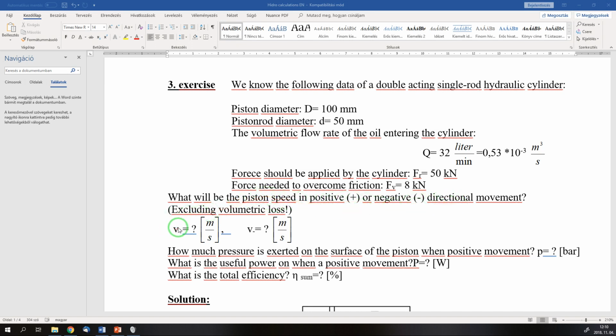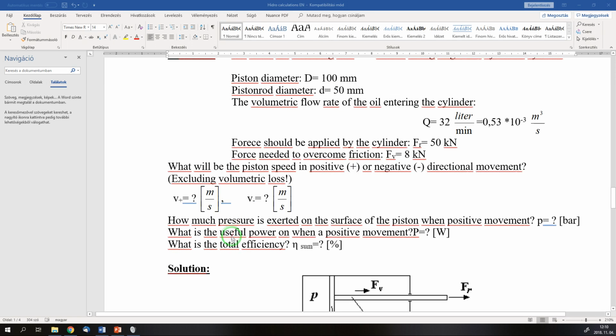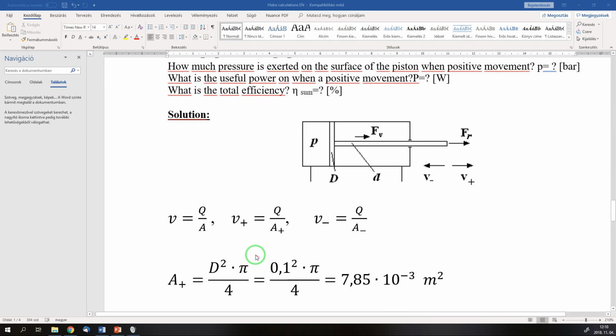Okay, what will be the piston speed in the positive or negative direction? So we have to calculate both speeds, and how much pressure has to be exerted on the surface of the piston to make the positive movement. Okay, so what is the useful power in the positive movement, and what is the total efficiency? So the solution is very simple.